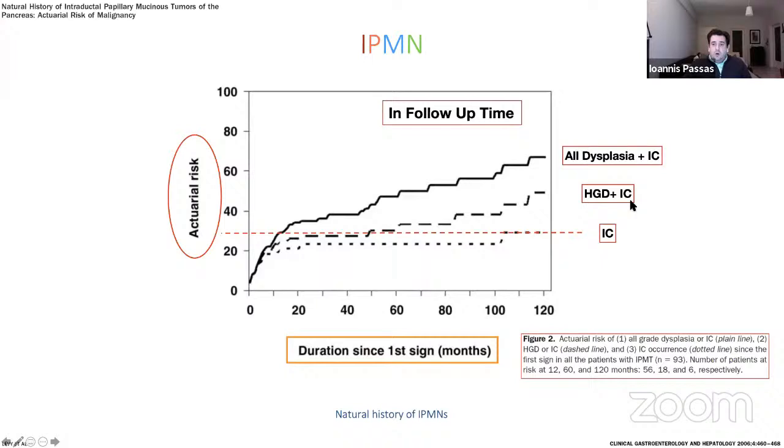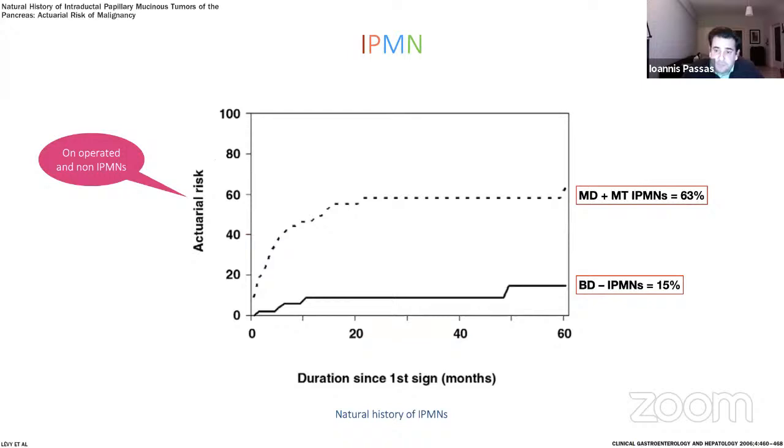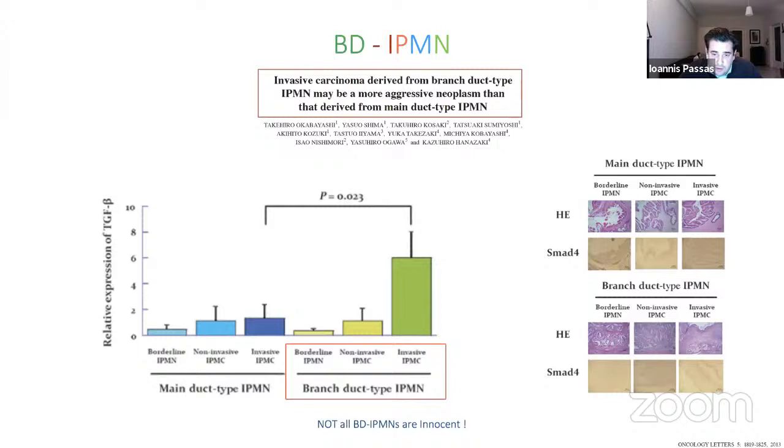All kinds of dysplasia plus invasive cancer can be up to 65%. Regarding their position in the organ, branch duct IPMNs have an overall risk of 15%. Mixed type and main duct, it's 63%. Pay attention that this has been reported in operated and non-operated patients altogether. Not all branch duct IPMNs are the same, and they are not innocuous in any case.